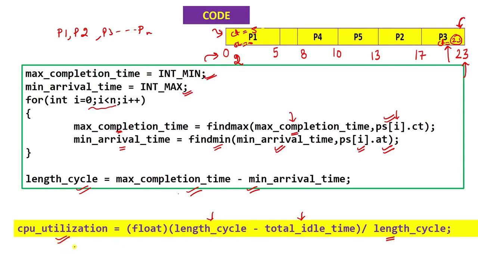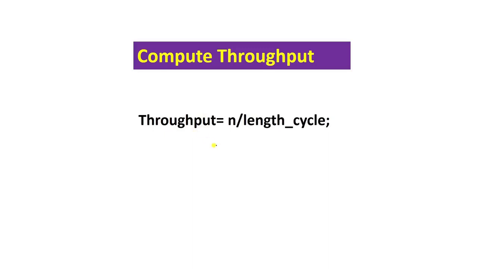Okay, so now let's see the throughput. The throughput is the total number of processes completed per unit time. So the formula is the total number of processes. So in this example, we have 5. And the length of the cycle that we have just computed, 23 minus 0.